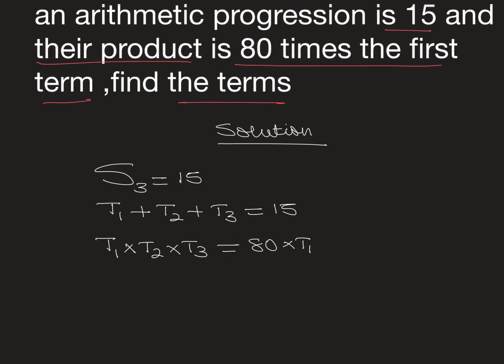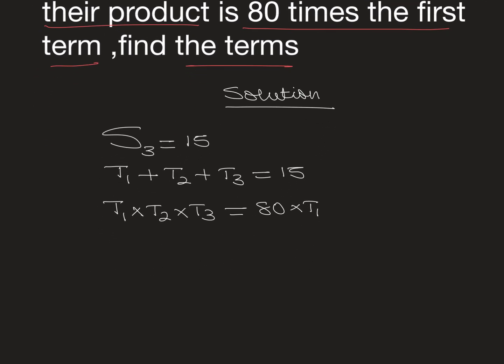So this is actually what it is saying. The sum of the first 3 terms is 15. If you want, you can express it this way: T1, T2, T3. These are the first 3 terms. If you add them, it's 15. And the other information given is if you multiply the terms, that is T1 times T2 times T3, it is 80 times the first term. All right. So what can we do with this? Okay, first let me start with the sum of the terms.